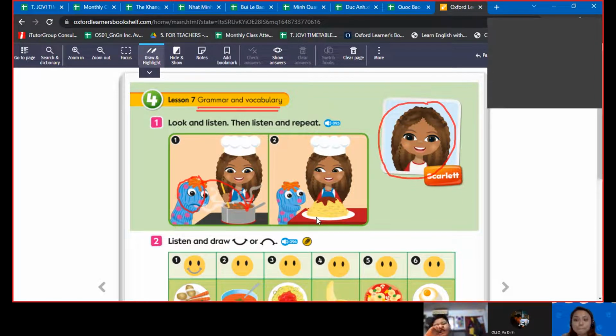The palace is in a sock. Okay. Scarlet is in the soup? No, the sock in Scarlet is in a soup. Okay, Scarlet is in the soup. All right, so Scarlet also is in a soup.